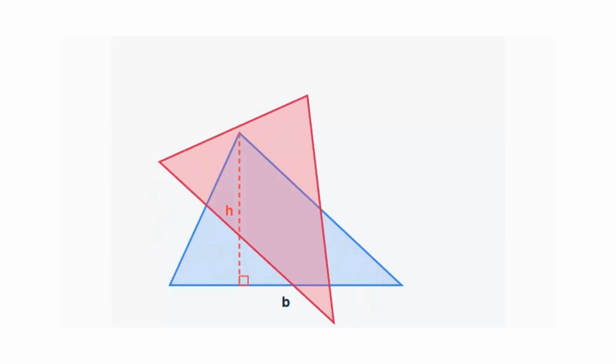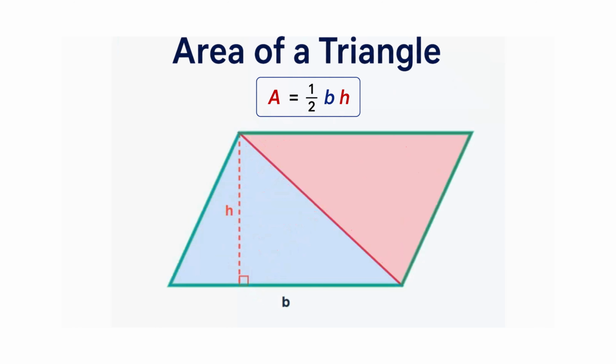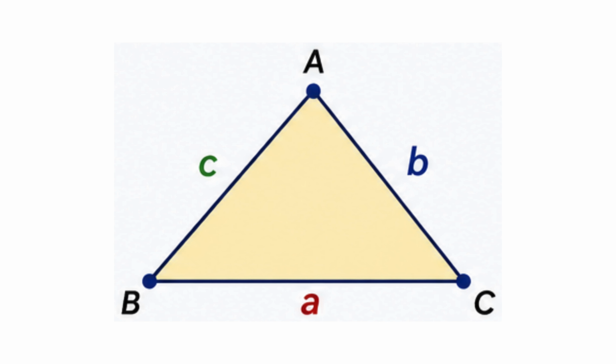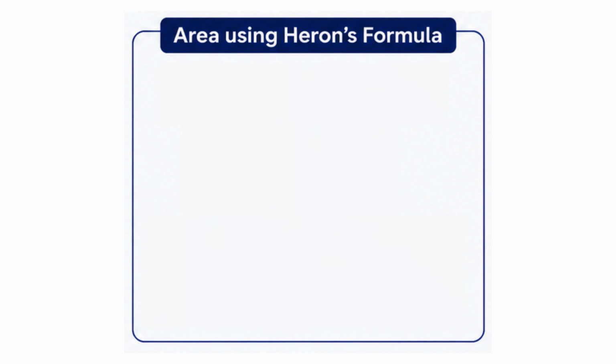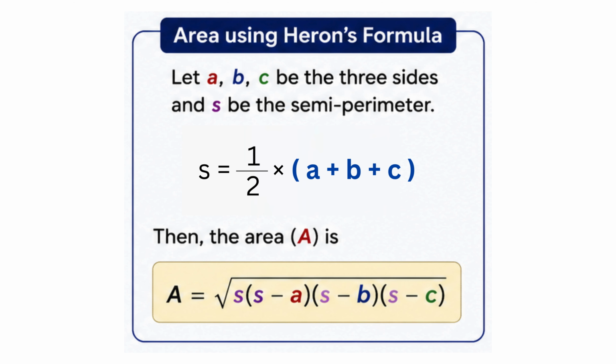Two congruent triangles can be joined to form a parallelogram. Each triangle, therefore, occupies half its area. But what if the height is unknown, and the only information available are the three side lengths? Heron's formula solves this problem using only those lengths. If S equals 1/2 into A plus B plus C, then A equals square root of S into S minus A into S minus B into S minus C.